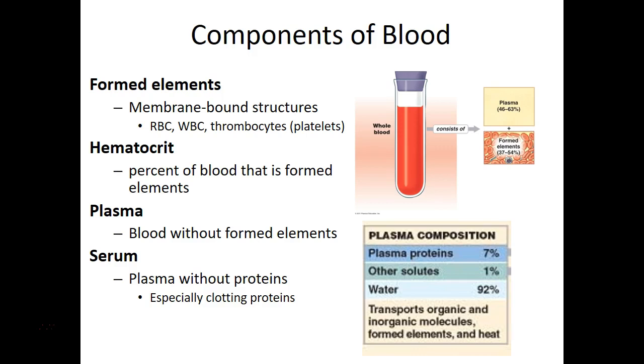So it turns out formed elements make up somewhere between 37 to 54%, and then plasma makes up the rest. All right? And then here, if you look at plasma composition, most of it's water, but we also have some proteins and other solids. Just because it's a small percentage doesn't mean they're really important, though.